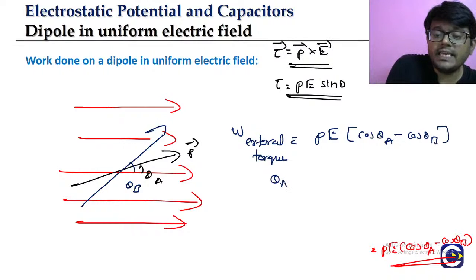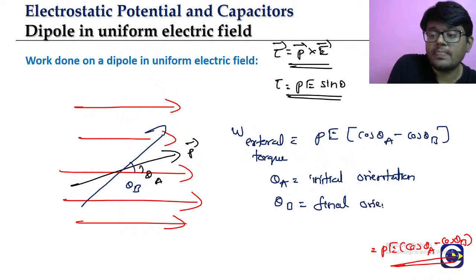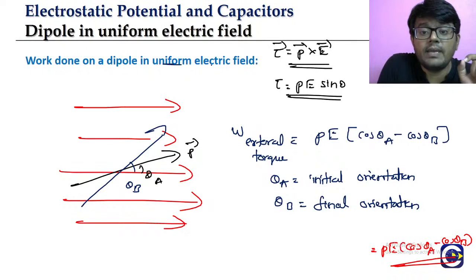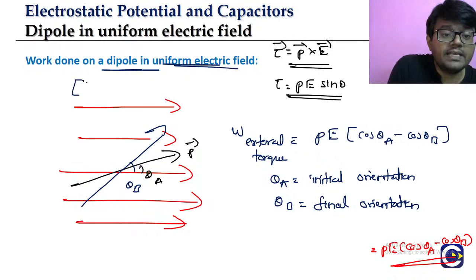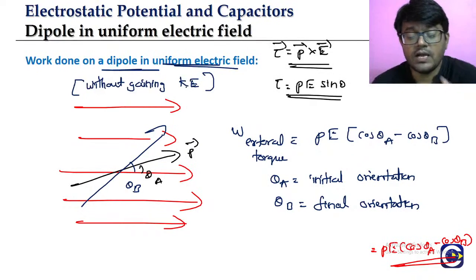Here theta a is the initial orientation, the angle between the dipole moment and the electric field, and theta b is the final orientation. So this is the work done in rotating a dipole in a uniform electric field, without gaining kinetic energy. It is important that we are not allowing the dipole to gain kinetic energy. This result is what we are going to use for the potential energy concept.